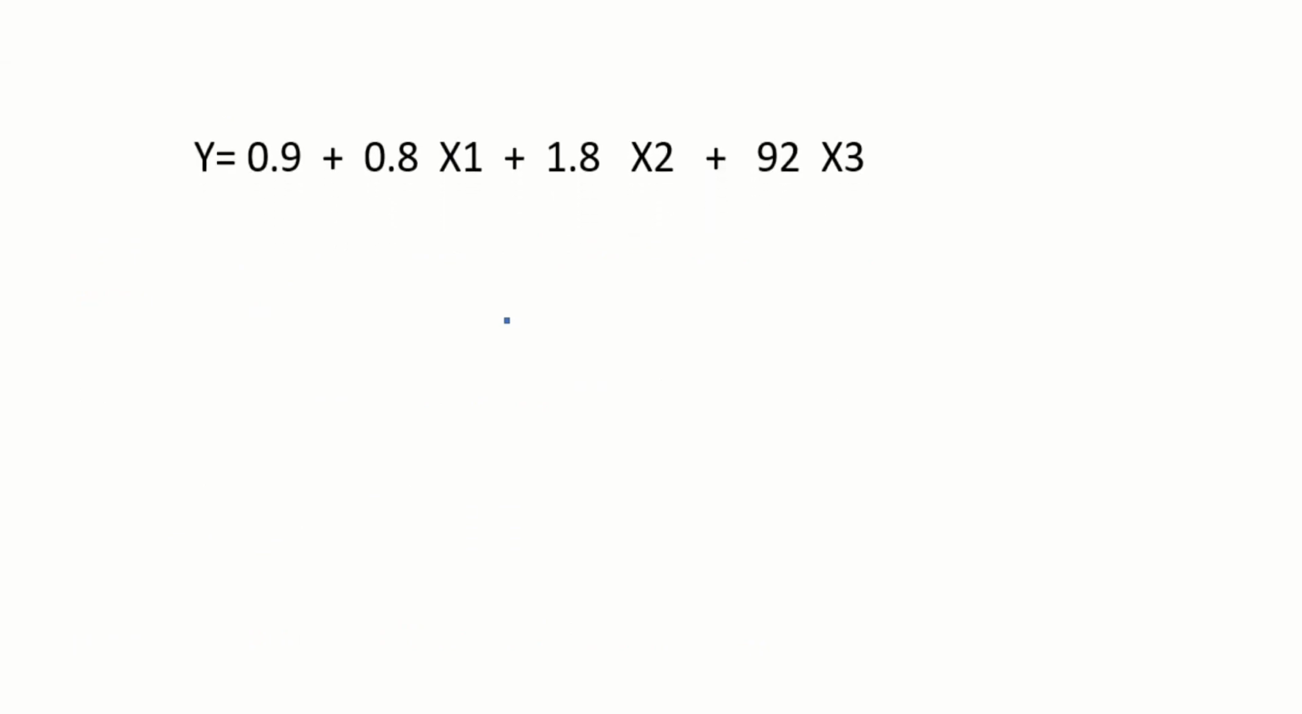Suppose we are given a linear equation such as this. From the equation, we can see that the target variable y is dependent on three independent variables, x1, x2, and x3 respectively. The coefficients of these independent variables also determine how proportionately they determine the target variable y. From that, we can infer that x3 is mainly determining the target variable y. So how do Ridge regularization and Lasso regularization help us?